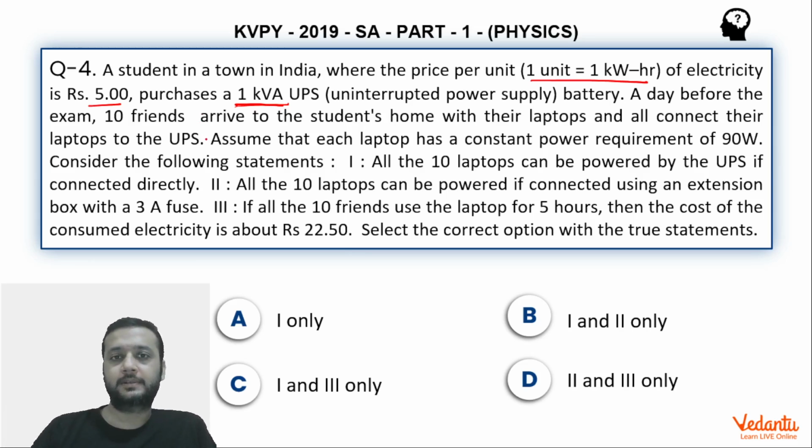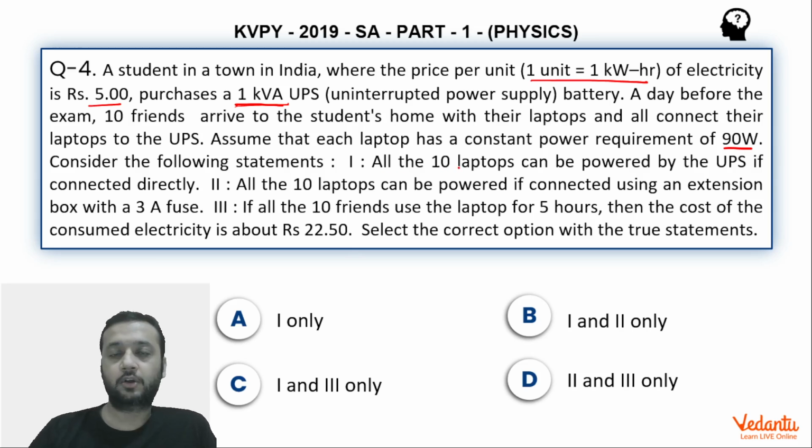So basically now there are 10 friends of this student and they come to the student's home and they all bring their laptops. Each laptop has a power rating of 90 watts. That means if the student wants to use one particular laptop, then one laptop is going to consume the power of 90 watts. Okay. Now there are four statements that are given.